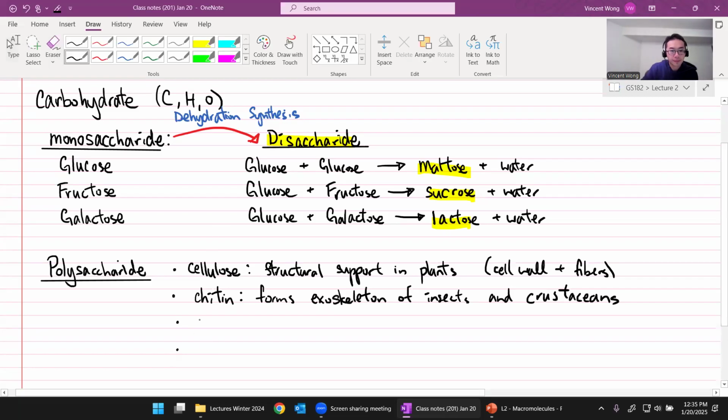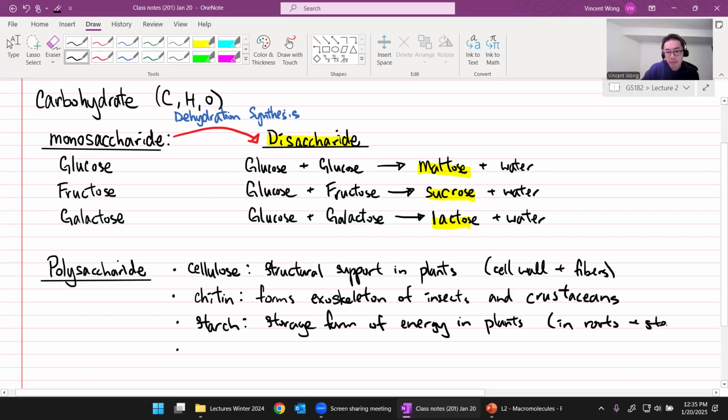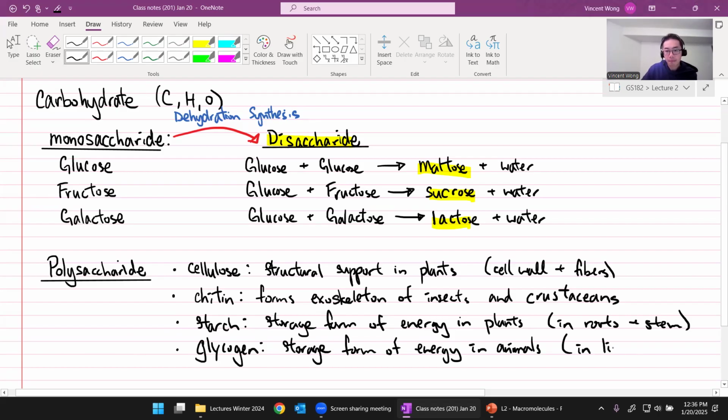Okay, good. Starch is one, and that is the storage form of energy in plants, okay, in roots and stem. And what about us? What about humans, animals in general? Where do we store our extra glucose? That's right, Naja. It is going to be glycogen. Glycogen. Storage form. And what organs do we store them in? Liver, yeah, and muscle as well. Okay, liver and muscle.